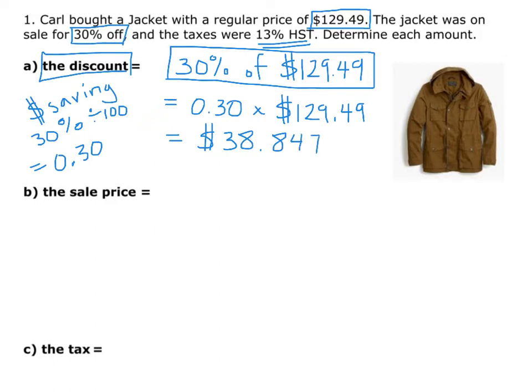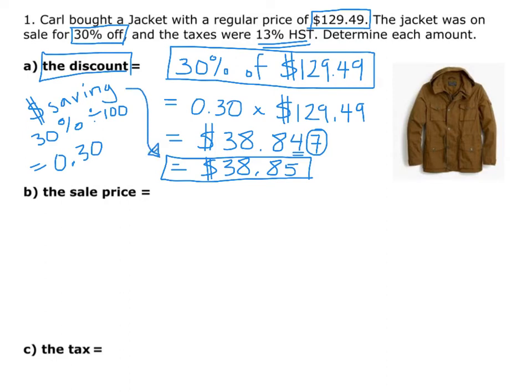When we do this, 30% or 0.30 times that number, we end up with this number here, $38.84, and then you have a 7 here. So we never round money to the nearest 3 decimal places. We always round to the nearest penny, which is 2 decimal places. Should I leave that as a 4 or should I round it to a 5? Well, since the next number is 7, I'm going to round this up to a 5. So it's $38.85 that this person, Carl, is saving. That's how much discount they're going to subtract from the price of the jacket. That's how much he saves.